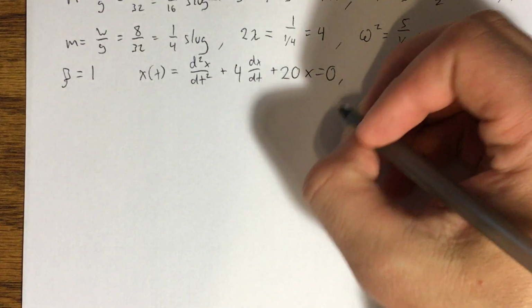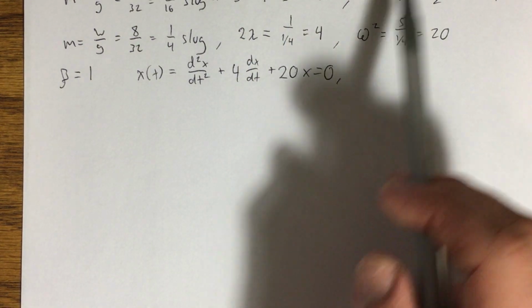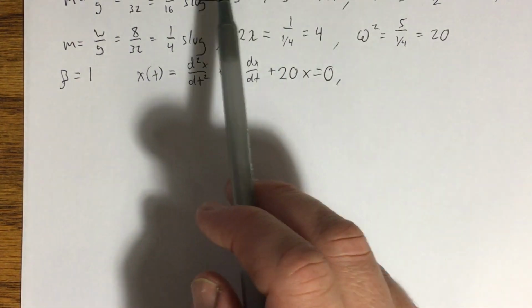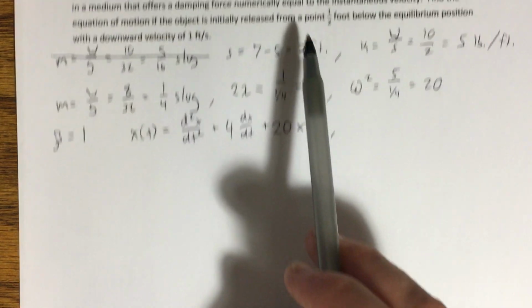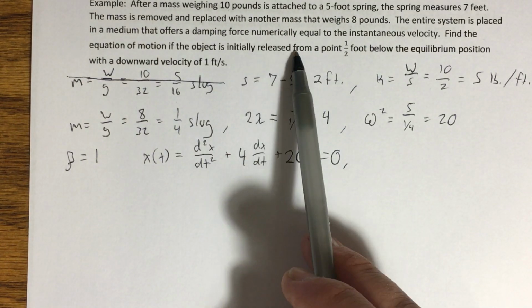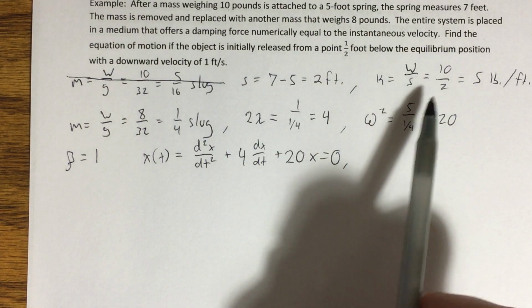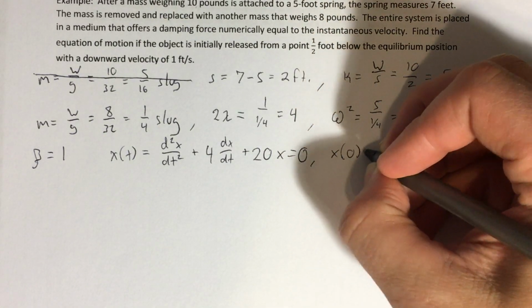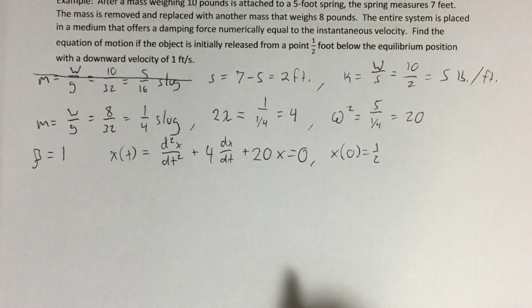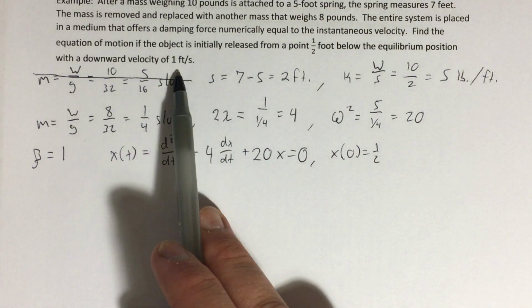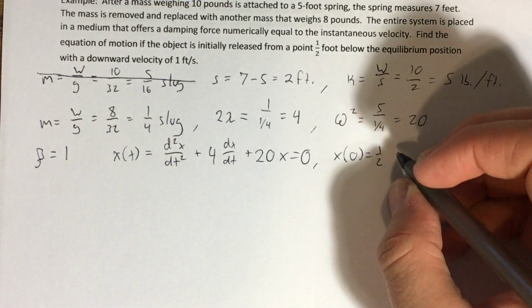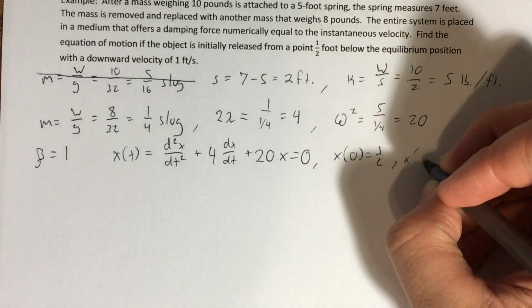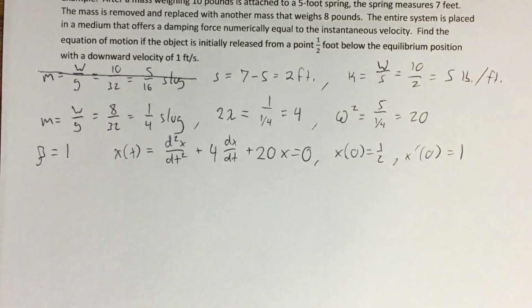And we also have some initial conditions to consider here. We're looking for the equation of motion if the object is released from a point 1 foot below equilibrium. That would be in the positive part of our axis, so x of 0 is equal to 1/2 now. With a downward velocity, that's a positive direction, of 1 foot per second. So x prime of 0 equals 1.